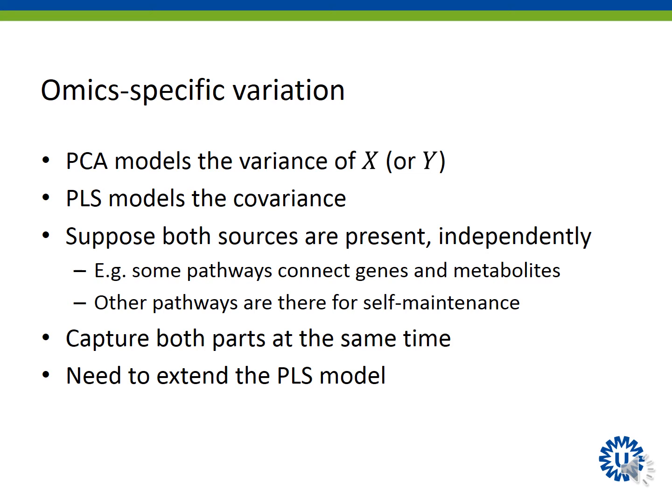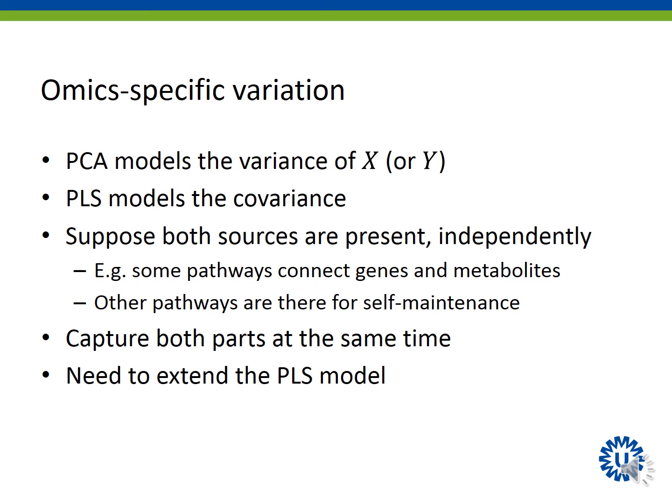So PCA models the variance of X or the variance of Y separately. PLS models the covariance between X and Y. Now suppose that both sources are present, meaning part of the variation in X is actually related to Y, and another part of the variation in X is just specific to X.